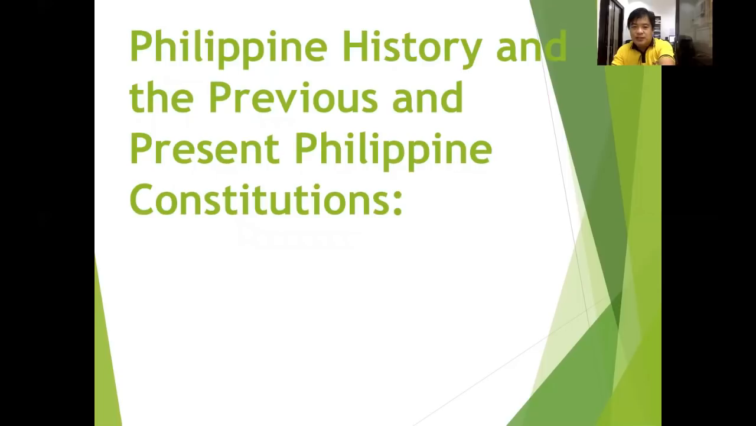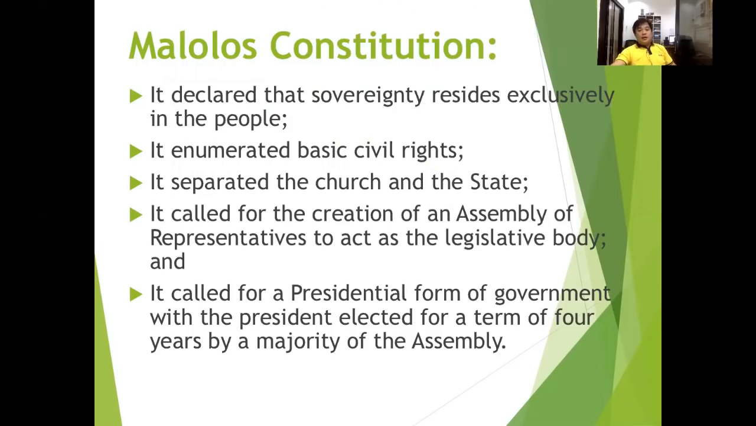So let's go to the history of the previous and the present Philippine Constitution. And we all know that the present Constitution is the 1987 Constitution. So first we have the Malolos Constitution. We all know that the Malolos Constitution was enacted during the time that we were still under the Spanish rule. Okay, so Malolos, because it was enacted at Malolos, Bulacan, way back 1898. Okay, that was, if I'm not mistaken, September 1898.